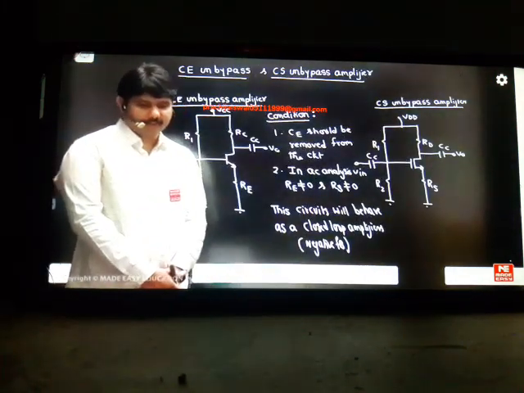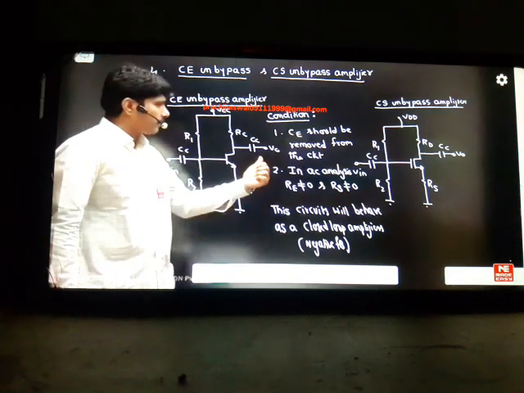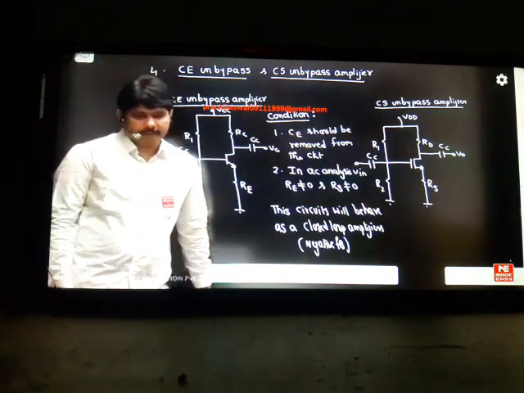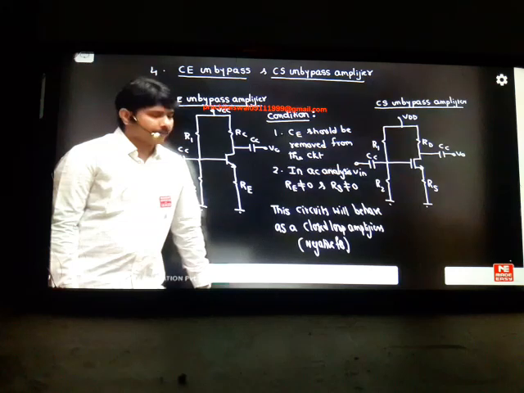Today by 5 o'clock we'll reach the subject of common emitter and common source. So please complete this one. Now we are on track to start the class. So please complete these two amplifiers.